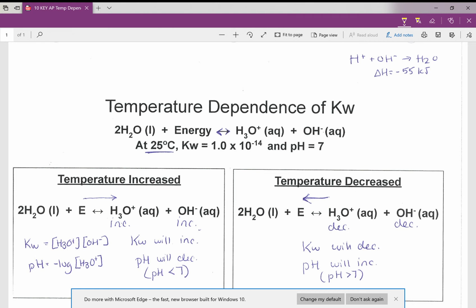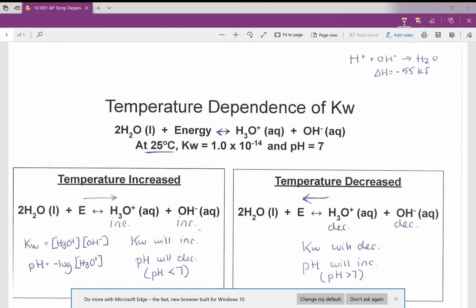Hey guys, this is our last little topic for today. I just wanted to check in with you about one little piece with Kw that we probably could have gotten back when we went over the autoionization of water, but this is just where it came up. It has to do with the temperature dependence of Kw and specifically the pH of water when it's not at 25 degrees Celsius.